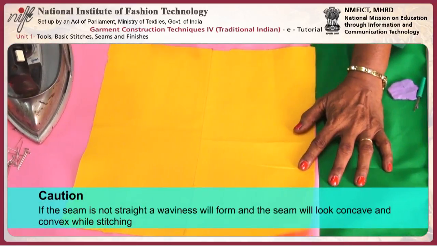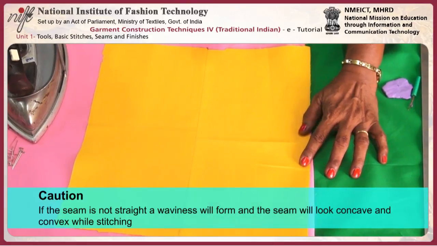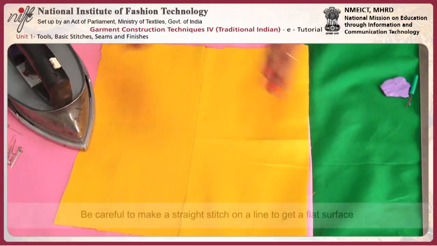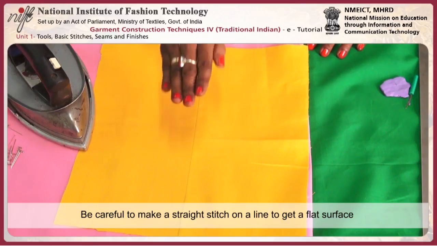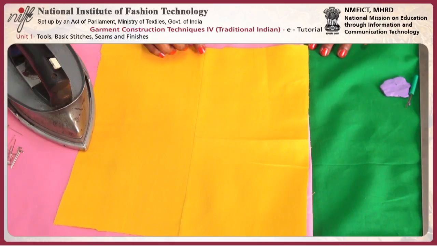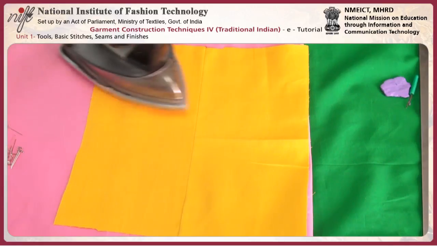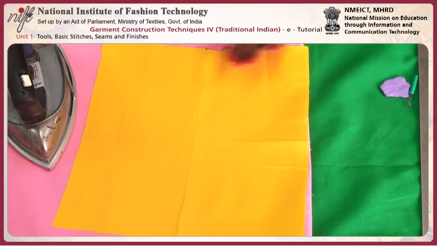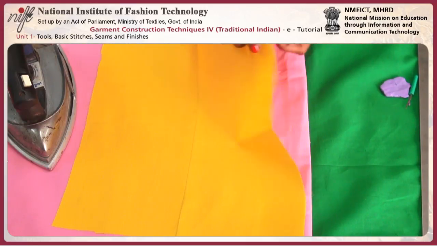If the seam is not straight, waviness will form. The seam looks concave and convex while stitching. At the right side, it will form a wavy seam at the top. So you should be very careful to make a straight stitch on a line. Then only the right surface will be flat. So you should be very cautious about it to make the right side surface flat without any puckering. Both the tensions should be moderate, then only it can occur.